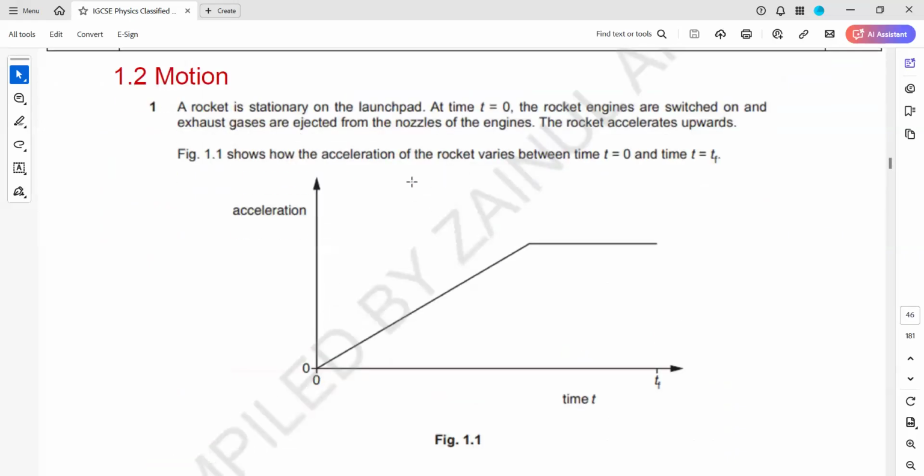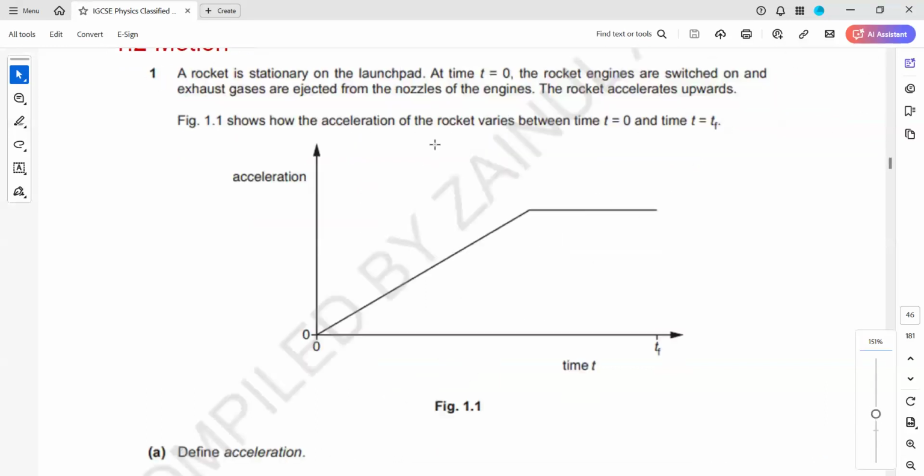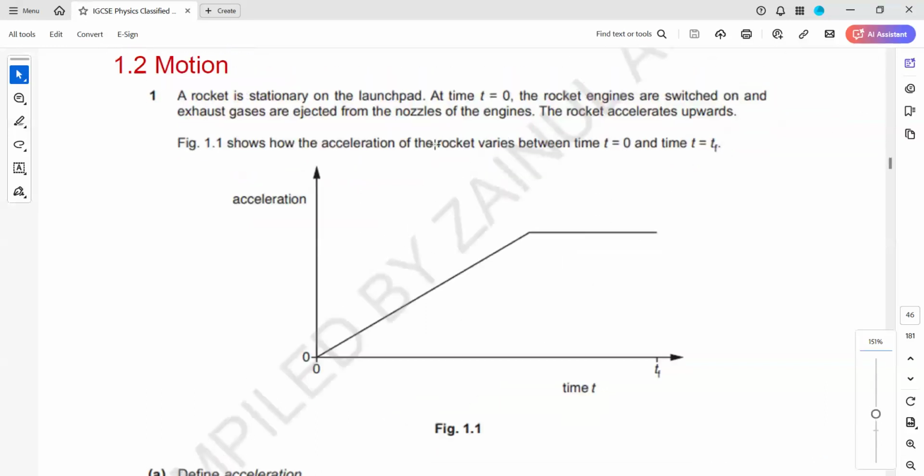Page 46. A rocket is stationary on the launch pad at time t equals 0. The rocket engines are switched on and exhaust gases are ejected from a nozzle of the engine. The rocket accelerates upward. Figure 1.1 shows the acceleration of the rocket. This is the acceleration time graph. You can see first the acceleration is increasing and then the acceleration is constant.